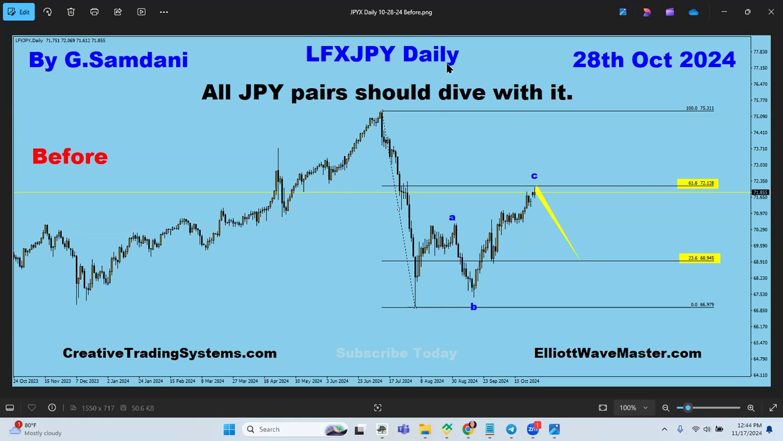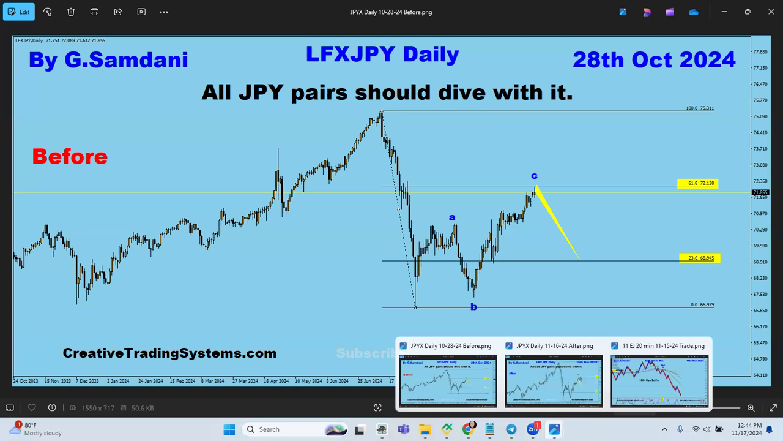This is the yen index daily chart I made on October 28th, and it is simple. It's a drop and then an ABC correction around 61%. So I said it's going to go down to 23%. Usually that happens. And I also wrote down here that all yen pairs should dive with it. So if this thing is going to go down, all yen pairs should be going down, right?